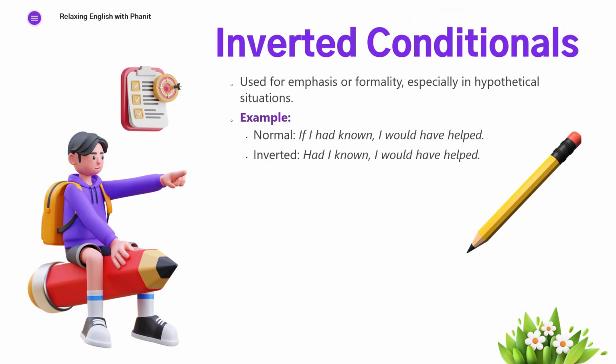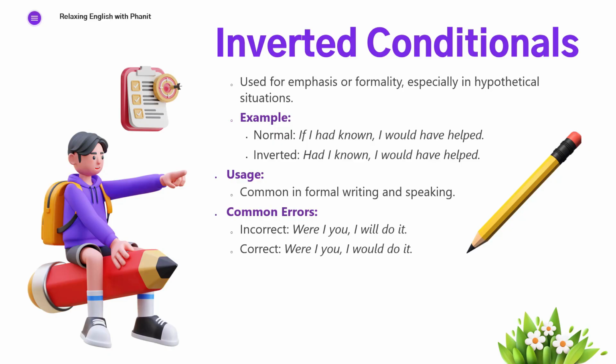These are used for emphasis or formality, especially in hypothetical situations. For example, instead of saying, "If I had known, I would have helped," you can say, "Had I known, I would have helped." Notice how the sentence becomes more formal and concise? A common error is mixing up the verb forms. For instance, saying, "Were I you, I will do it," is incorrect. The correct version is, "Were I you, I would do it."